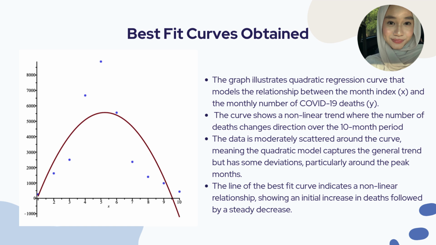As you can see from the graph, the best fit curve is obtained. The graph illustrates the quadratic regression curve that models the relationship between the month index x and the monthly number of COVID-19 deaths y. The curve shows a nonlinear trend where the number of deaths changes direction over the 10-month period. The data is moderately scattered around the curve, meaning the quadratic model captures the general trend but has some deviations, particularly around the peak months. And the best fit curve indicates a nonlinear relationship, showing an initial increase in deaths followed by a steady decrease.